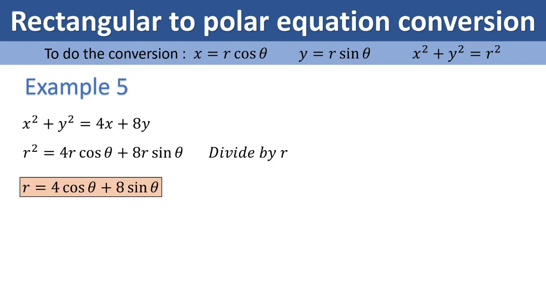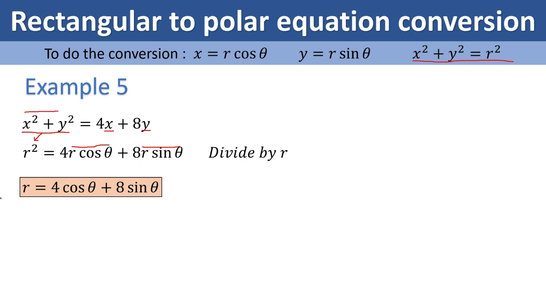Next example. My example now is x squared plus y squared equal 4x plus a y. You substitute: x squared plus y squared is r squared, so I change this by r squared. You change the x by r cosine of theta. You change the y by r sine of theta. You divide by r squared.